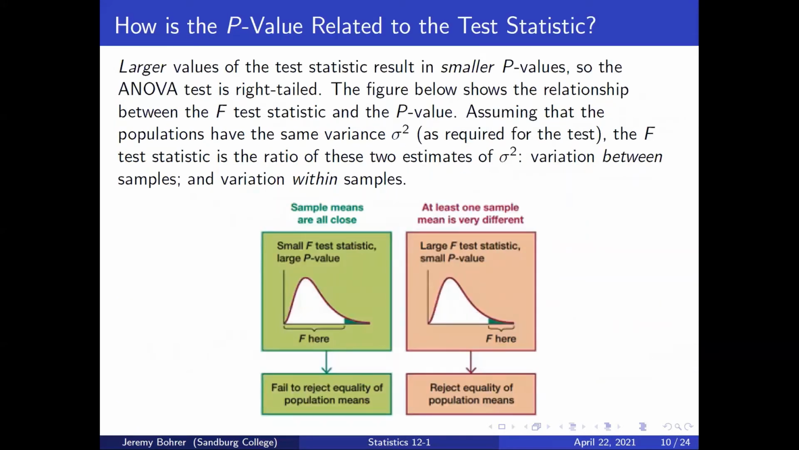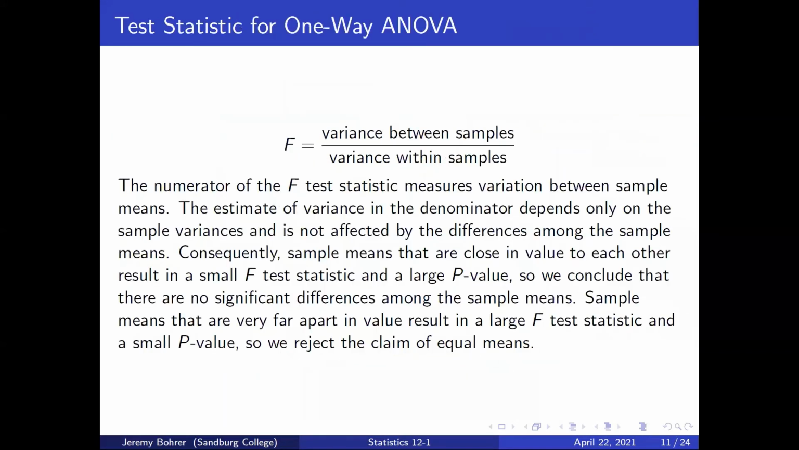Larger values of the test statistic result in smaller p-values, so the ANOVA test is right-tailed. The figure below shows the relationship between the F-test statistic and the p-value. Assuming that the populations have the same variance sigma squared as required for the test, the F-test statistic is the ratio of these 2 estimates of sigma squared, variation between samples and variation within samples. F equals the variation between samples divided by the variance within samples.